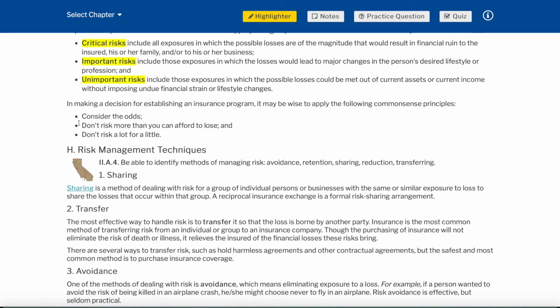In making a decision for establishing an insurance program, it may be wise to apply the following common sense principles. Consider the odds. Don't risk more than you can afford to lose. Don't risk a lot for a little. H. Risk management techniques. 4. Be able to identify methods of managing risk: avoidance, retention, sharing, reduction, transferring.